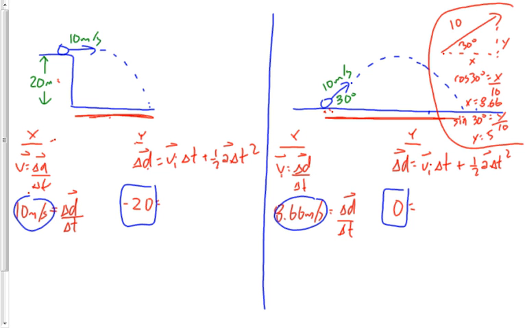It's whatever the height of the building is in the first problem, it's 0 for the second problem. Vi for the y component in the first problem is what? Jacob? It's 0. Because look, if the 10 meters per second was all horizontal, then none of it's vertical. What's Vi for the y component over here? Jacob? 5.